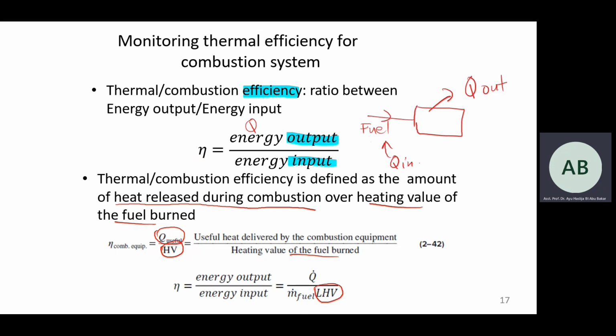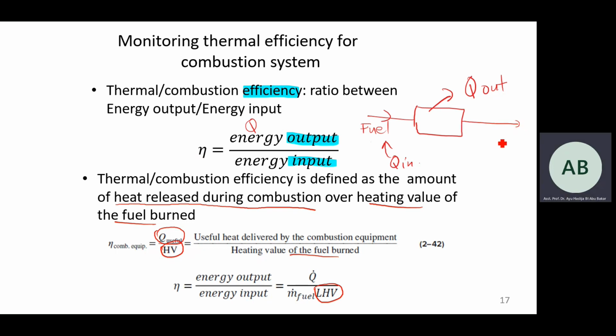Now, this LHV, where to get? What is LHV? Low heating value. We have LHV, HHV. So what is LHV and what is HHV? You need to know why it used LHV instead of HHV.